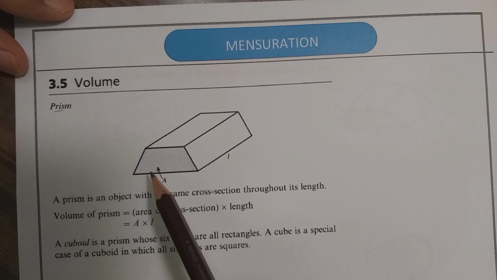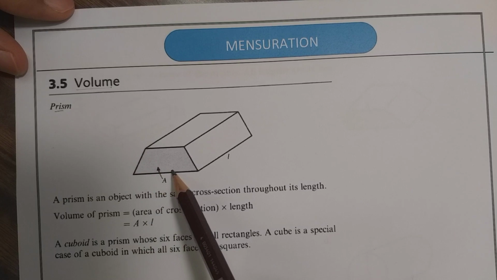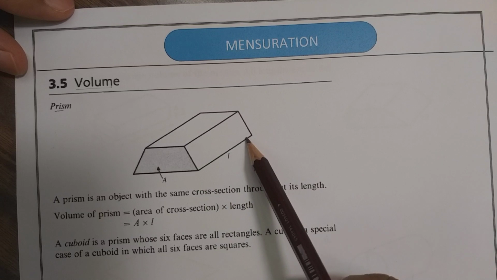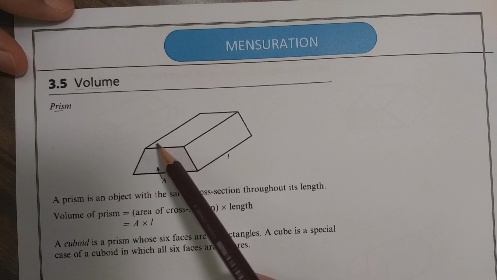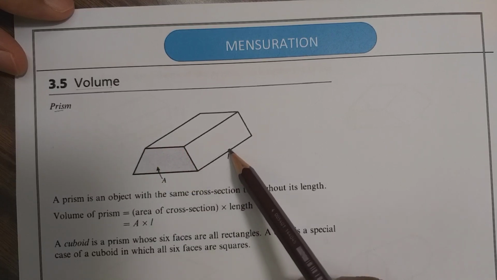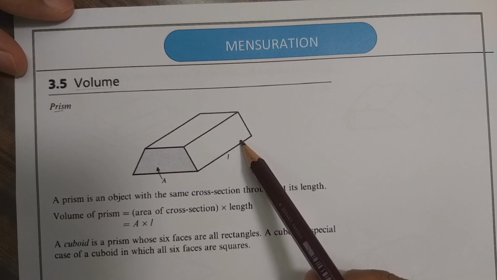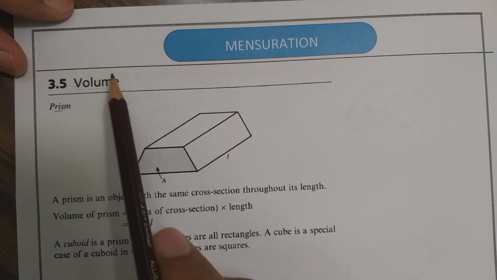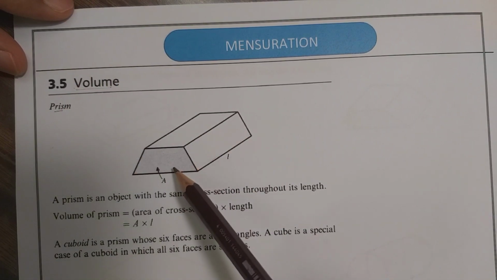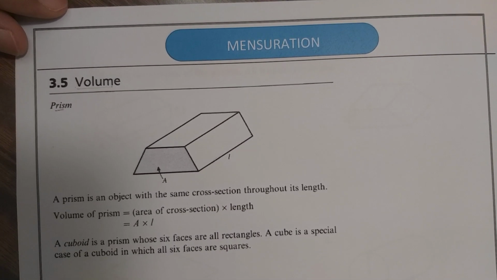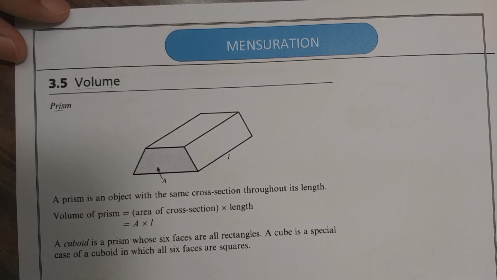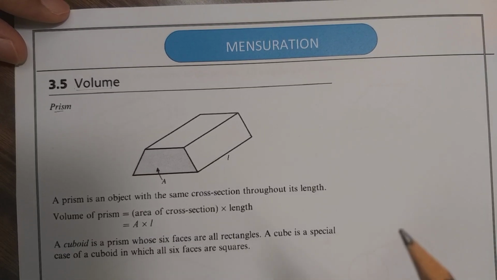So the volume formula is the area of the base, or area of the cross section, times the length. If we extend, if we expand this trapezoid in this way, it becomes the length. So in the volume we need to talk about 3D shapes, and before this we talked about area, which is two dimensions. We just talk about length, width.